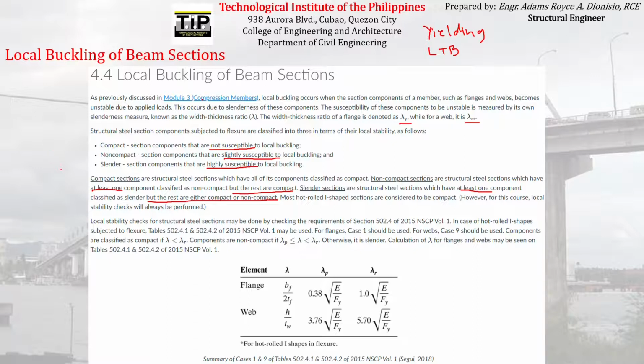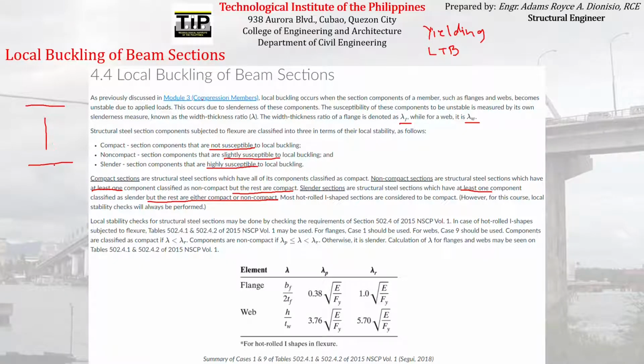Yung definition ng compact, non-compact, at slender sections are the following. So take note, meron tayong tinatawag na compact section component tsaka compact section. When you say compact section component, ibig sabihin component lang yung pinag-uusapan natin doon, whether flange or web or another flange, bottom flange. Okay? So yung isang-isang yan, if we will try to classify them individually, we can call them compact section component, non-compact section component, or slender section component.